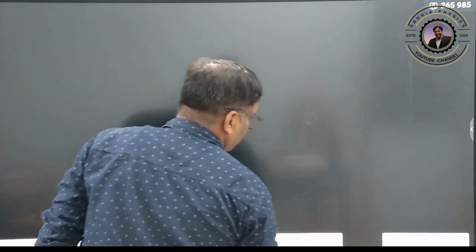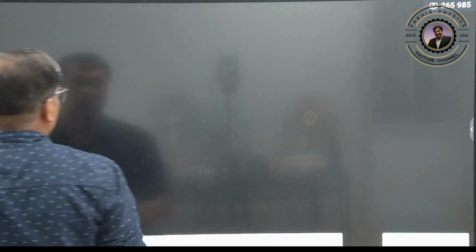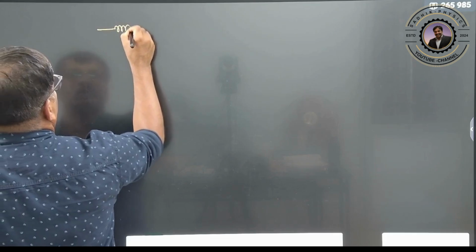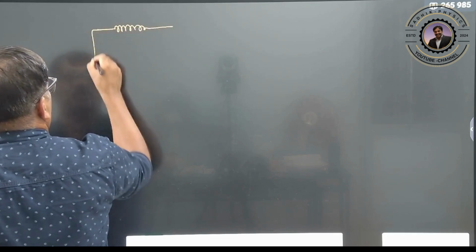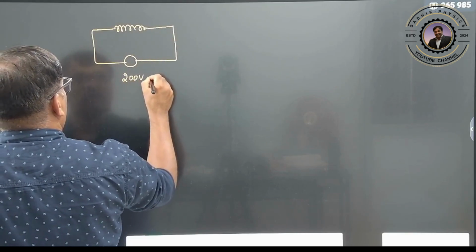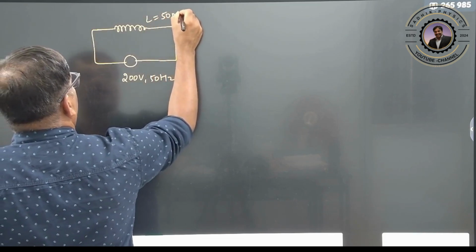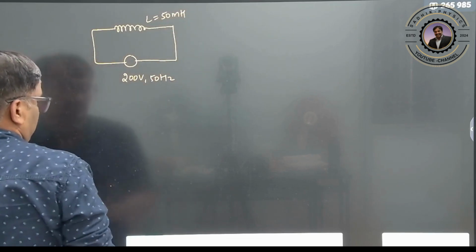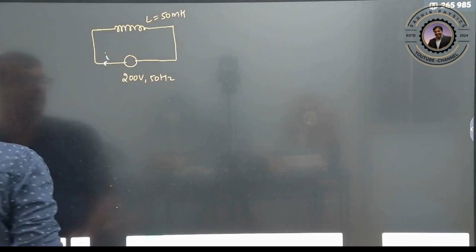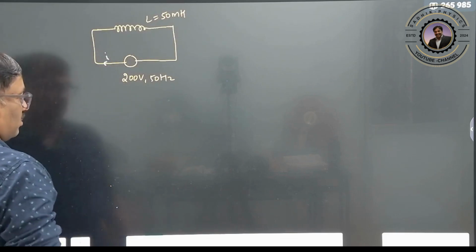Clear? Now we will see here one more question, no? Suppose there is an inductor. This is one inductor. So 200 volts, suppose 50 hertz, and L is equal to 50 millihenry. Suppose these values are given, so you have to calculate the current, IRMS, therefore power, time lag, anything, right.